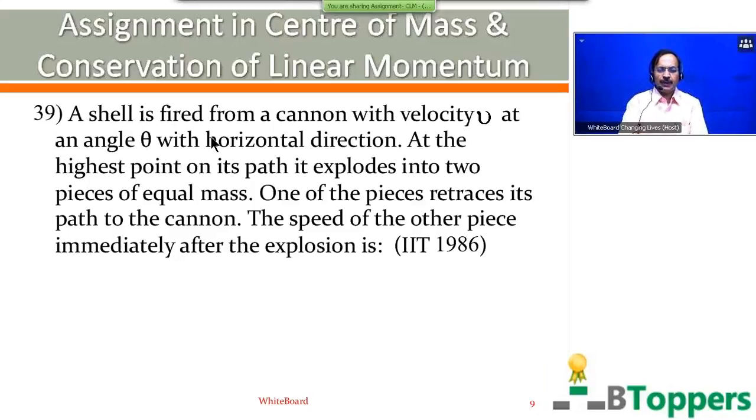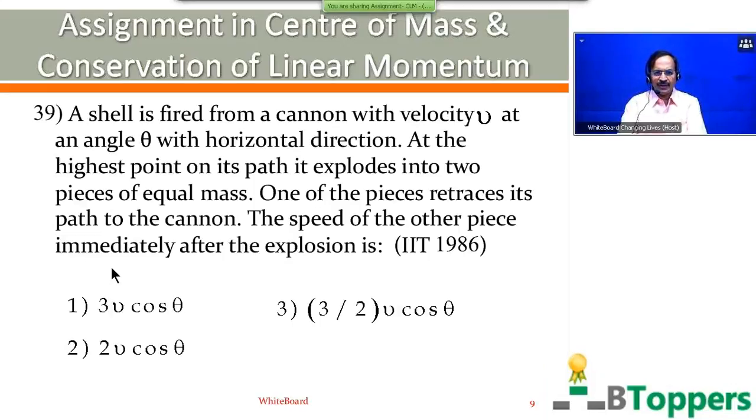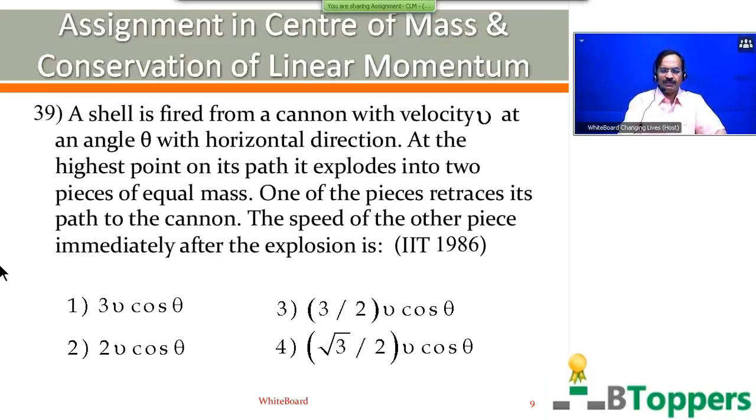A shell is fired from a cannon with velocity v at an angle theta with the horizontal direction. At the highest point on its path, it explodes into two pieces of equal mass. One of the pieces retraces its path to the cannon. The speed of the other piece immediately after the explosion is? Come on, try the question. We are shown 4 options on the screen.